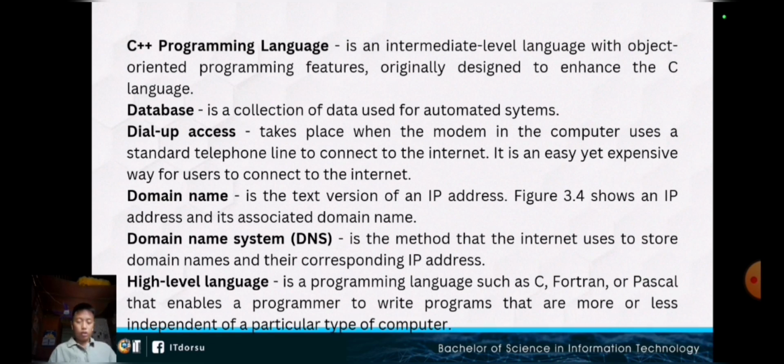Next is the high-level language. It's a programming language such as C, Fortran, or Pascal that enables a programmer to write programs that are more or less independent of a particular type of computer. So, we have different programming languages: low level language, medium level language, and high level language. The high level language is for people to make programs on the computer and interact with the computer system without having specific knowledge of the hardware. So, it helps a computer user to use a computer and access the different things they want to do.